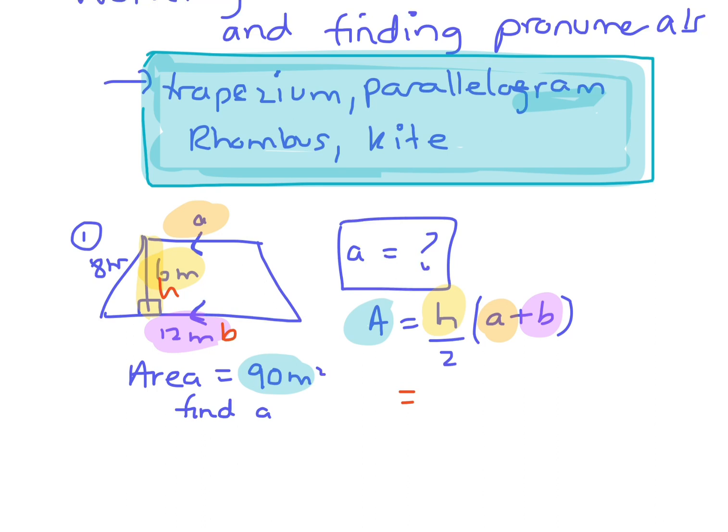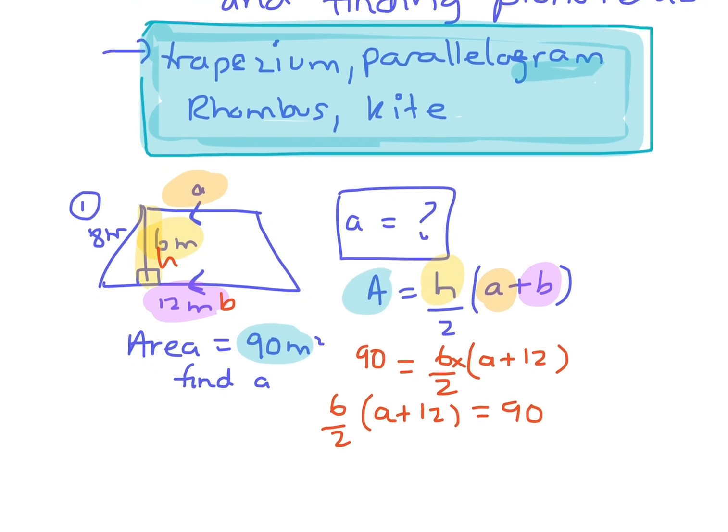So let's put that in. So A is 90, the height is 6 on 2, A plus 12. So I sub it in, then I'm going to swap it. 6 on 2, A plus 12 equals 90. Okay, 6 on 2 is 3. So it's 3 times A plus 12.